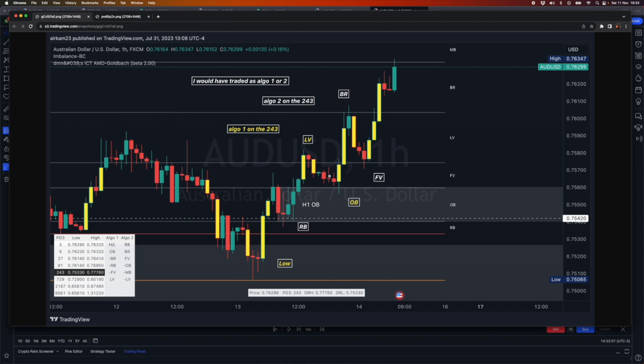This is the true fair value gap because it's in the fair value gap level, and for Algo 2, we like a return from the breaker. So algo 2 is rejection block. See, this is the rejection block, breaker, return to a fair value gap. You TP at the opposing OB.